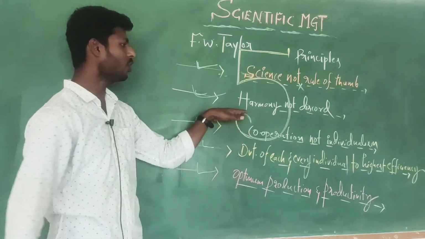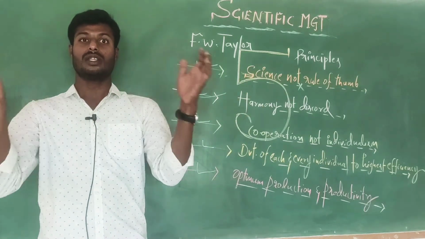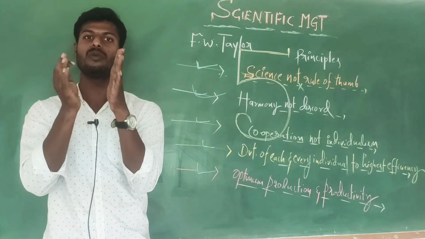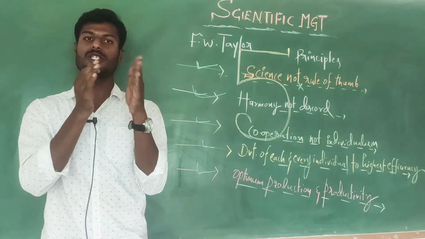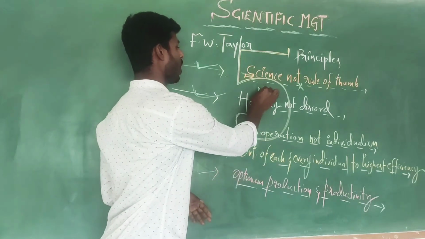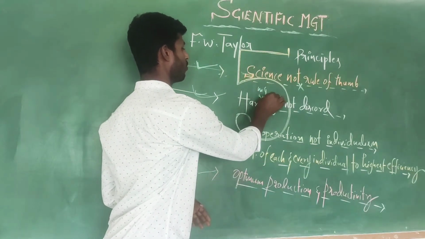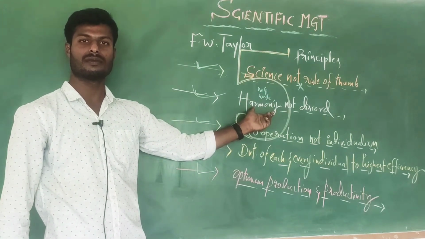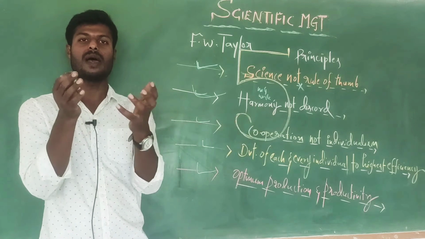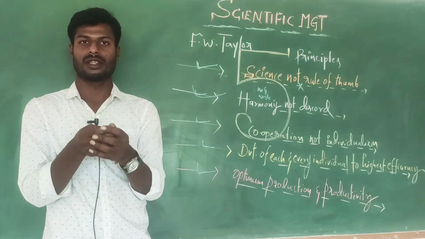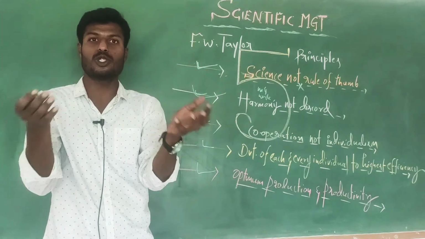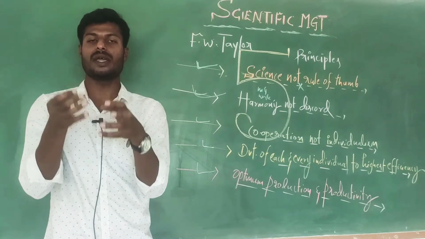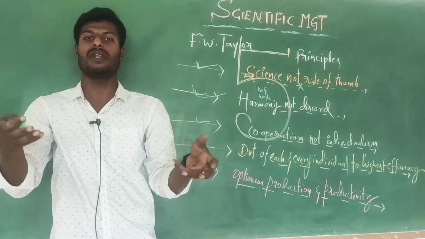The second one is harmony, not discord. Harmony means good cooperation and good understanding between the management and employees. A harmonious, proper relationship between the management and workers in the organization. A family working environment, a family working atmosphere, is very important in the organization. Owners and employees should feel as family members.